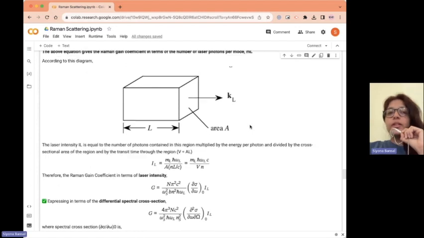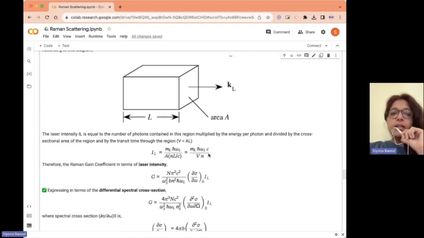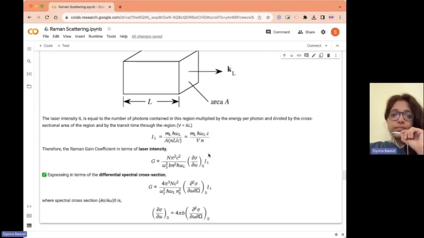Now we will express this gain factor in terms of the laser intensity which we are using. According to this diagram, the intensity is equal to the number of photons contained in the region multiplied by the energy per photon and divided by the cross section area of the region and by the transit time through the region.